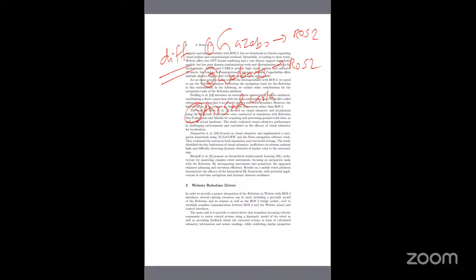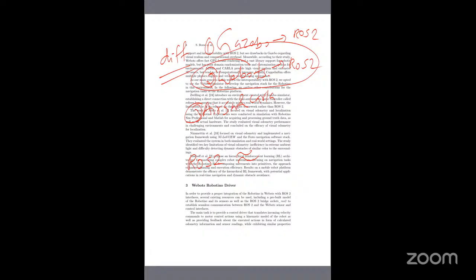The main objective of this paper was integration with ROS 2, right? Interoperability. Because of that, they selected Webots, because a ROS 2 bridge was available and a Robotino model was available. We can simulate very quickly, and also we can experiment with navigation algorithms very quickly.